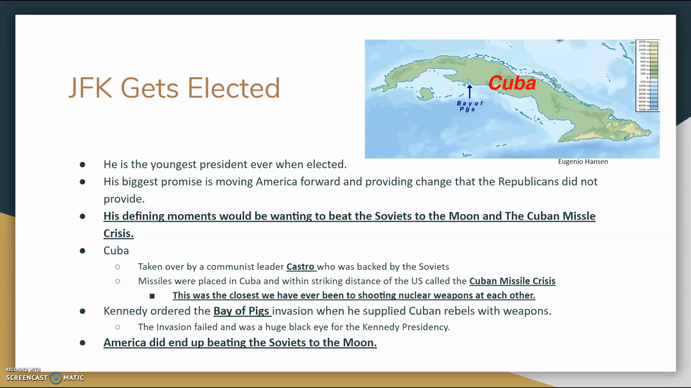His big defining moments would be wanting to beat the Soviets to the moon. He promised that America would beat the Soviets to the moon. That's his famous speech: we do things not because they're easy, but because they're hard. That was kind of the big success of his career, and the big failure or the botch thing for him was the Cuban Missile Crisis.